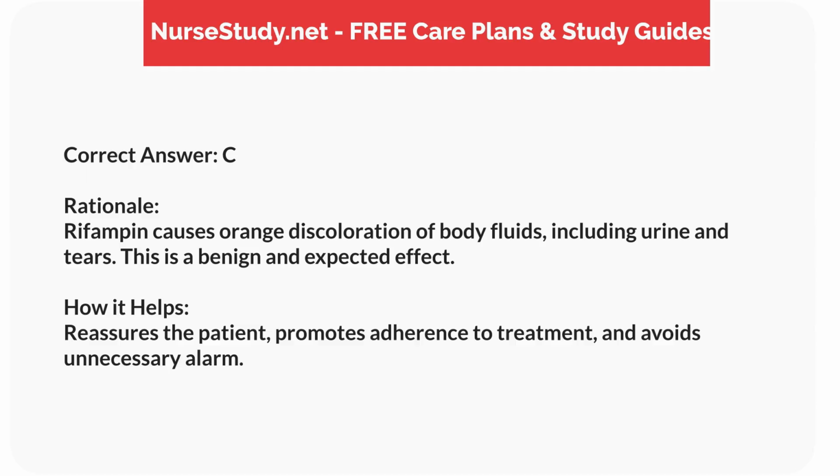Correct answer, C. Rationale. Rifampin causes orange discoloration of body fluids, including urine and tears. This is a benign and expected effect. How it helps. Reassures the patient, promotes adherence to treatment, and avoids unnecessary alarm.